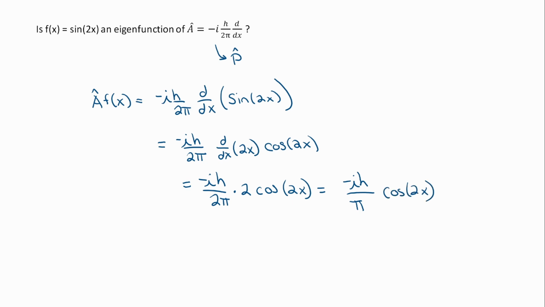We see that we did not retain our f of x function. It is not equal to any sort of lambda value times sine of 2x. So this is not an eigenfunction.